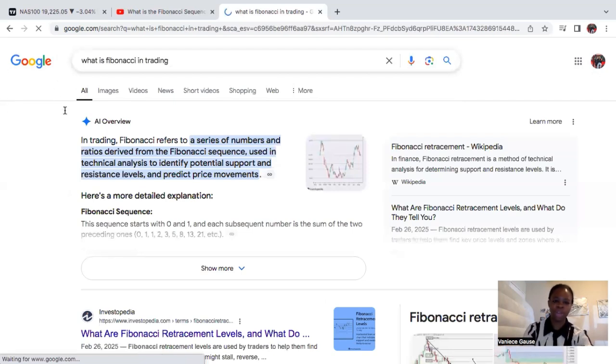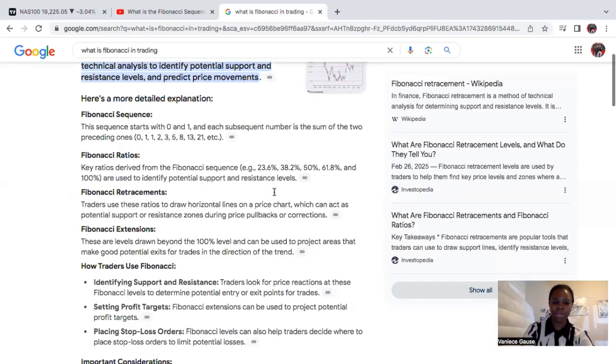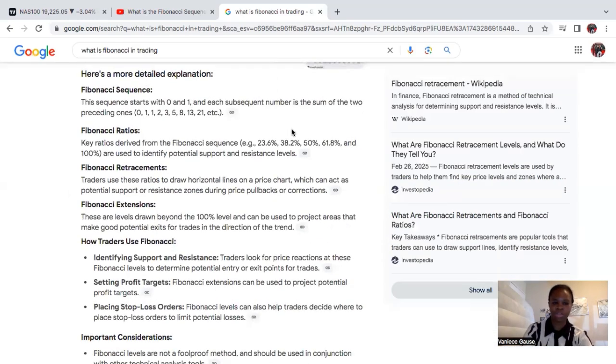So Fibonacci in trading. Fibonacci refers to a series of numbers and ratios derived from the Fibonacci sequence used in technical analysis to identify potential support and resistance levels and predict price movement. And as you can see here, it tells you the sequence. It starts with 0 and goes up from there. Here are the Fibonacci ratios, Fibonacci retracement, Fibonacci extension, and then how to use Fibonacci.